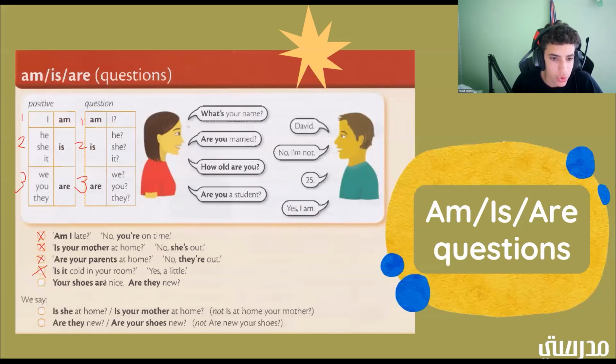Now we have your shoes are nice. This is the first statement. And then we have, are they new? So are they, is that a positive or a question?